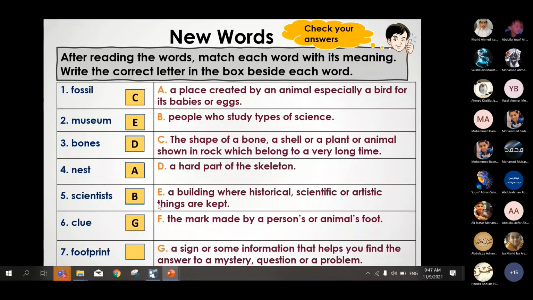Teacher: Who is speaking? What's your name? Student: Me, Abdullah Yusuf Al-Hamadi. Teacher: Abdullah Yusuf, excellent answer.